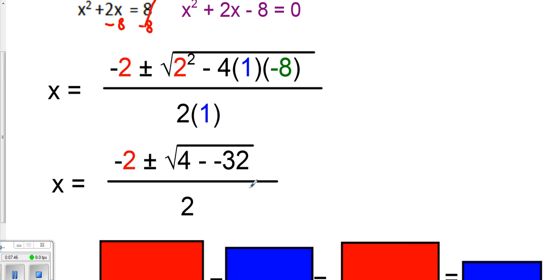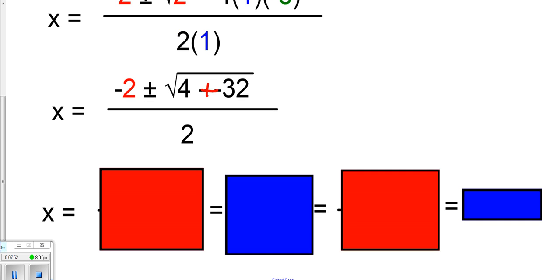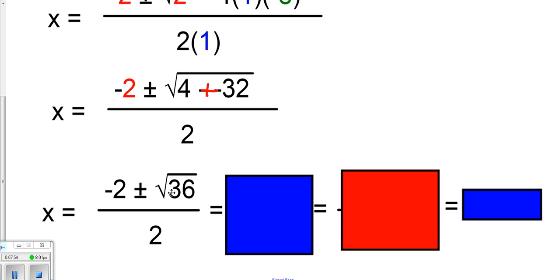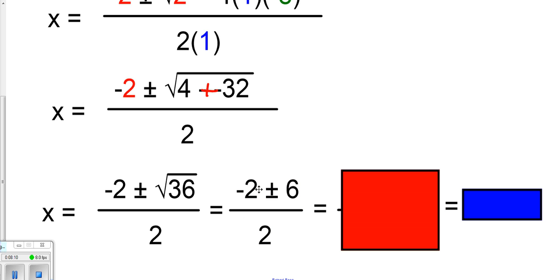Like last time, you might have noticed 4 minus a negative 32 is the same as saying plus 32. So when we try to simplify that piece, negative 2 is still here, plus or minus the square root of 36. 4 plus 32 is 36, all divided by 2. Now we know the square root of 36, so we can't leave it like this. We would say it's negative 2 plus or minus 6 divided by 2.